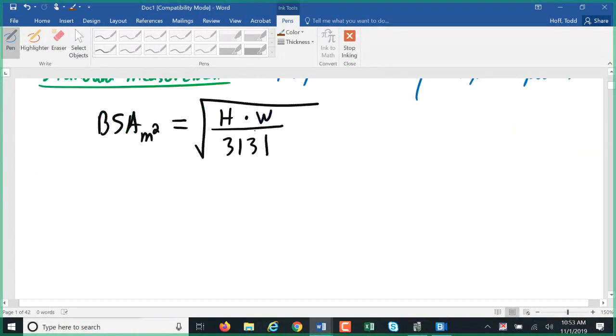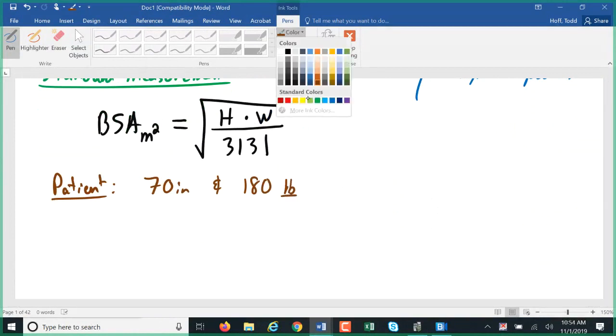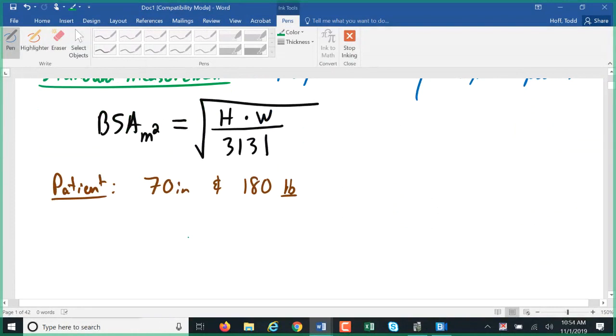So if we have a patient who is 70 inches tall, 180 pounds. Body surface area, 70 times 180, over 3,131, and then square root it.